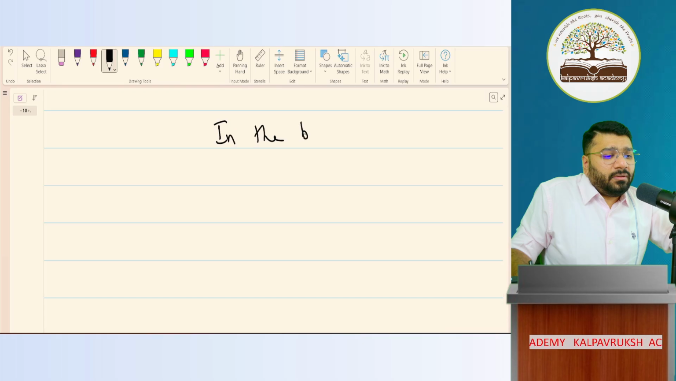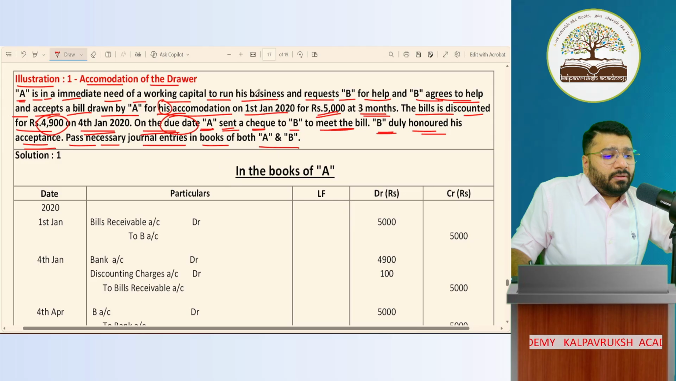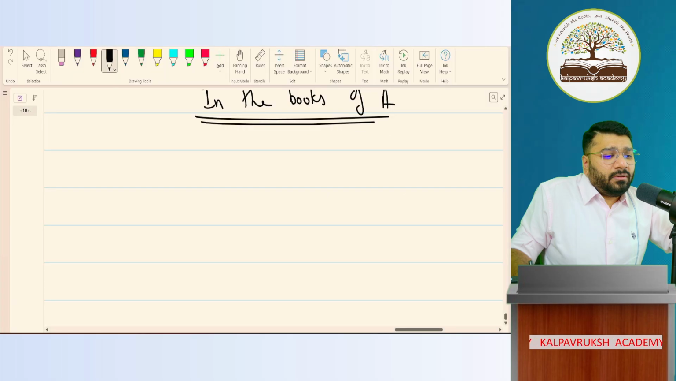In the books of A. Tell me, people. A is drawing the bill on B. On what date? 1st Jan 2020. Can you please tell me the journal entry?